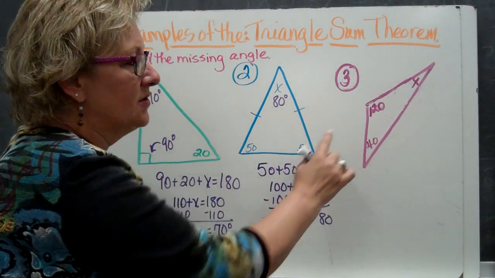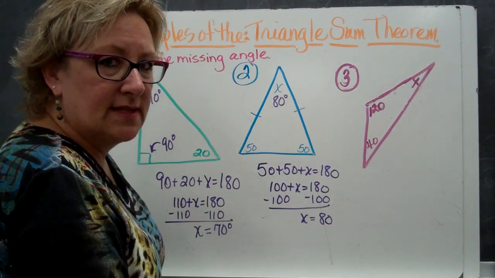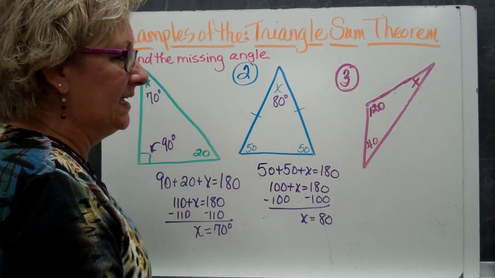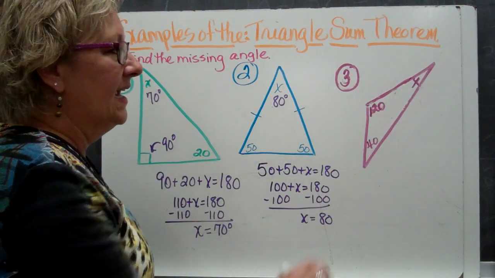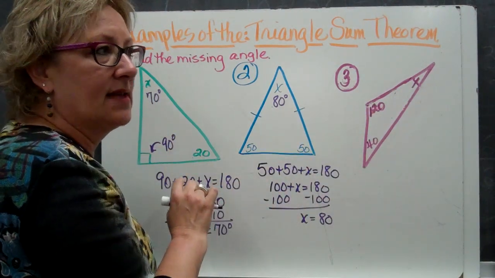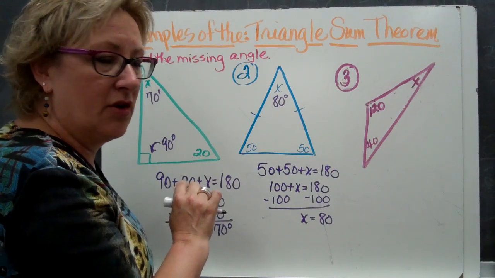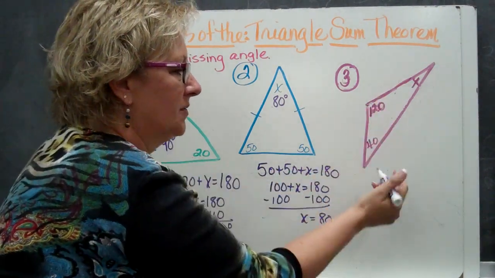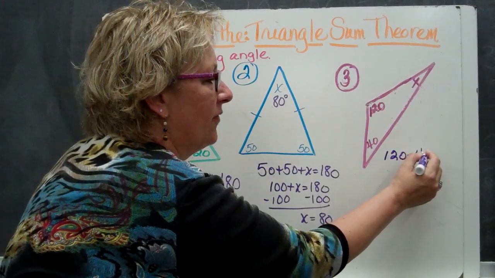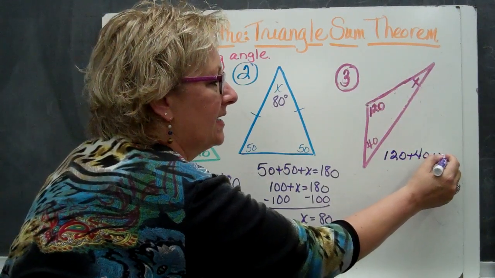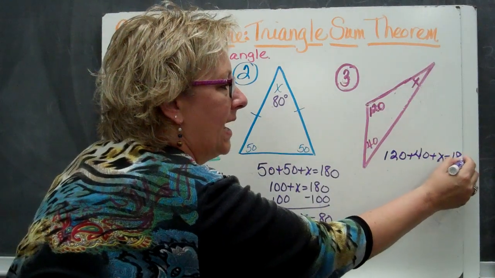This is a scalene triangle. No three sides are the same length. But I still have to find my angle of x. No matter what shape it is, I know that through the triangle sum theorem, all angles will add up to 180. So I'm going to say 120 plus 40 plus x should equal 180.